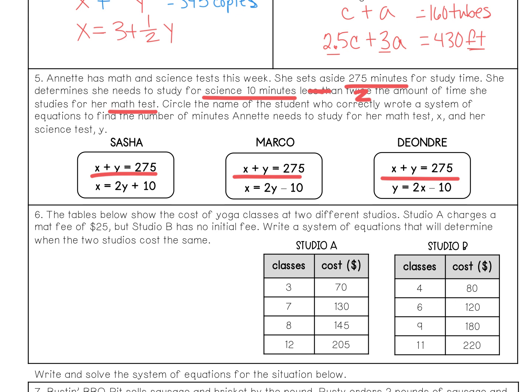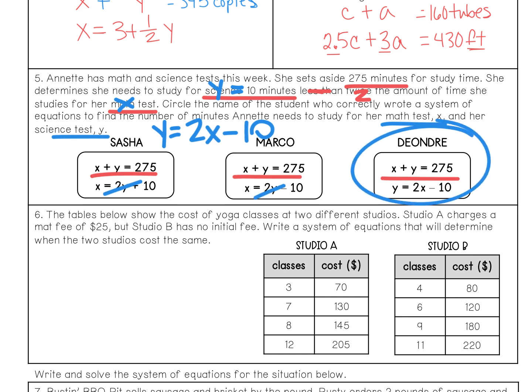Okay, so here's the key part. It says math is X and science is Y. So I'm going to go back and I'm going to put my X and my Y here. So science is going to be 10 minutes less than twice math. So twice math minus 10. So is this X equals 2 science plus 10? No, because it was 2 times math. So not that one. And this one is the same, 2 times the science. So it has to be this one.